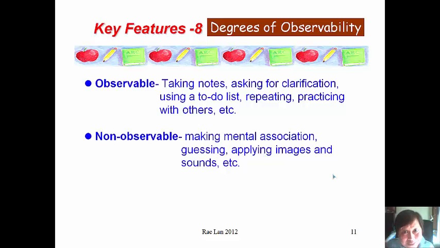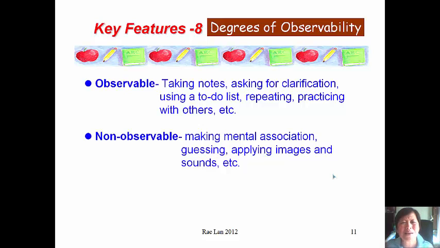Using a to-do list to help us prioritize what we need to do first and second, right? This is also a very important strategy. And then we can see the to-do list, right? Repeating, whether it is repeatedly writing down things, repeatedly saying something out loud, or practicing with others. All these strategies that we apply are specific actions that we take. So they can be seen, they are observable.